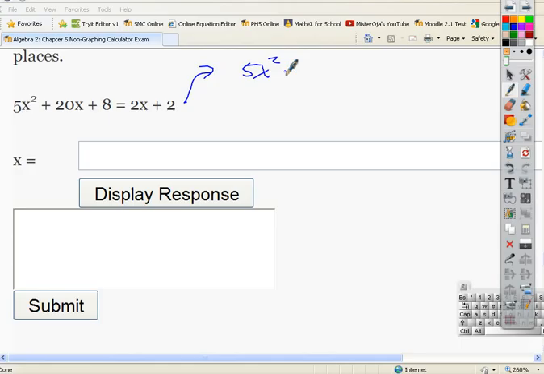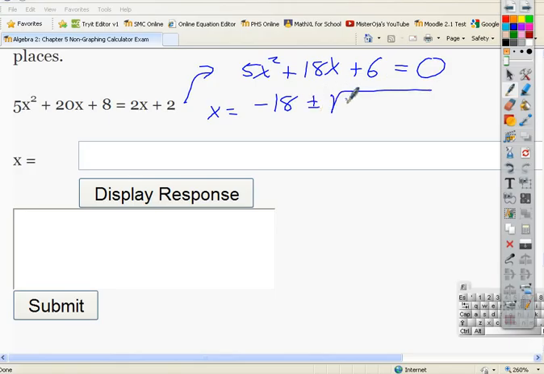So what do I get? x equals negative b, negative 18, plus or minus the square root of b squared, 18 squared, 18 is b, minus 4 times 5 times 6, all divided by 2 times 5, which is 10. Good. Okay, that's it, right? So we just have to simplify that a bit.